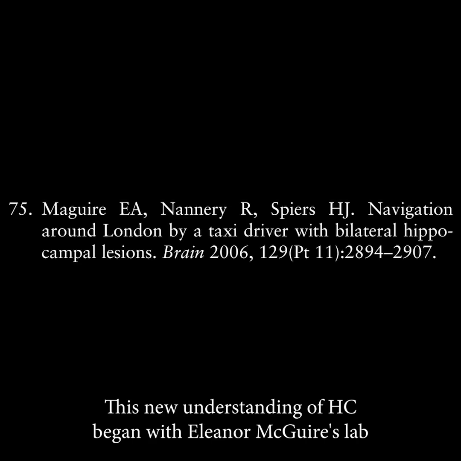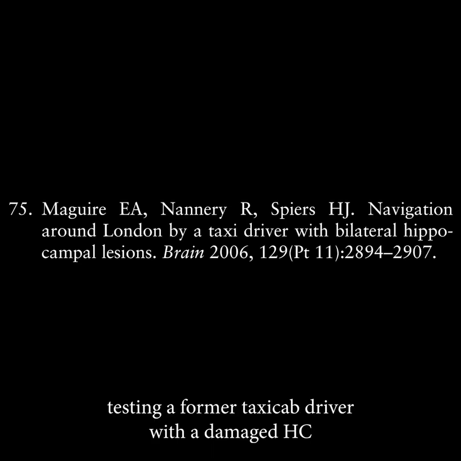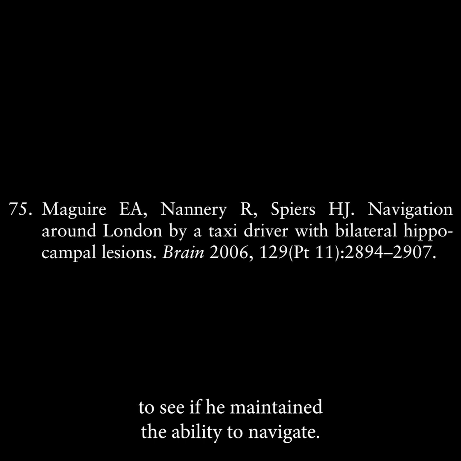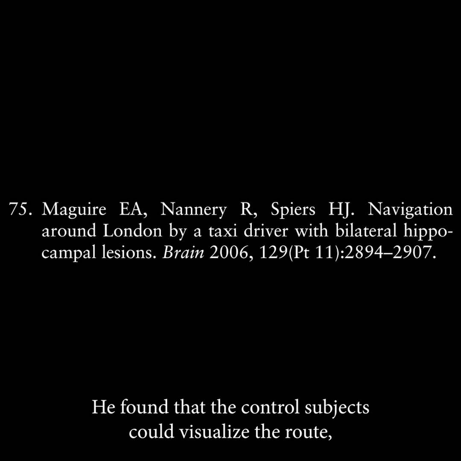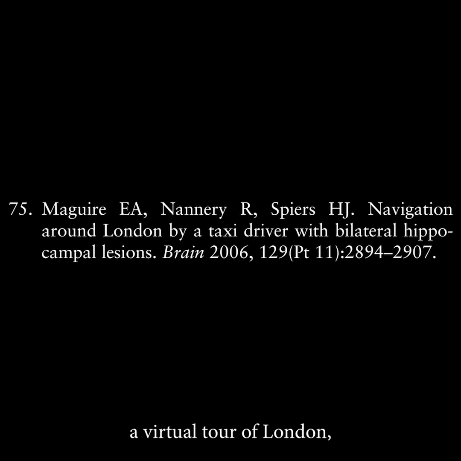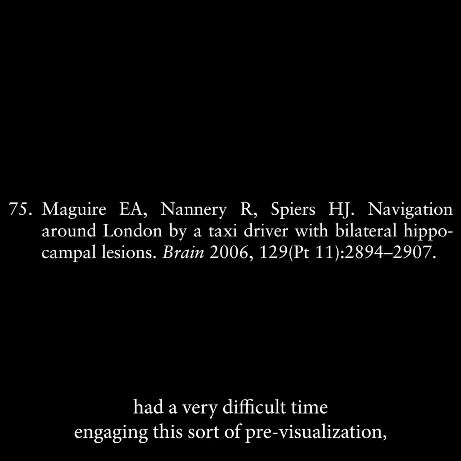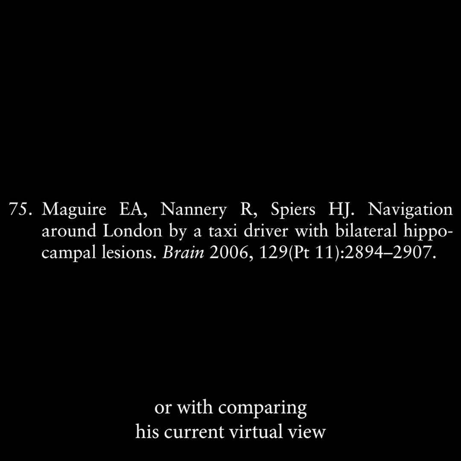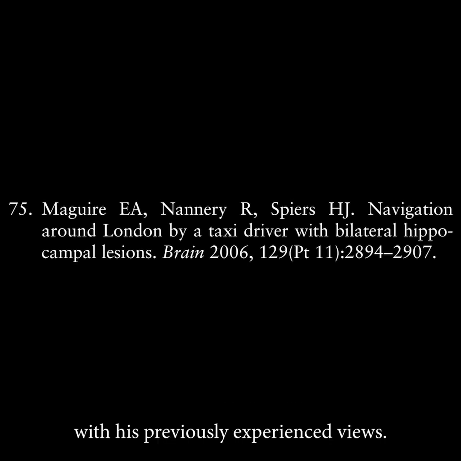Eleanor Maguire's lab. This new understanding of the HC began with Eleanor Maguire's lab, testing a former taxicab driver with a damaged HC to see if he maintained the ability to navigate. She found that the control subjects could visualize the route, a virtual tour of London, and thus plan their driving decisions. But the subject with a damaged HC had a very difficult time engaging in this sort of pre-visualization, or with comparing his current virtual view with his previously experienced views.